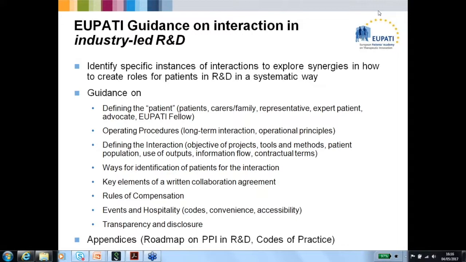Also within the guidance document, we've delivered a roadmap on patient and public involvement in R&D, and you'll see that when I present the guidance document. Plus we've got codes of conduct and codes of practice that we reviewed prior to and during the drafting of the guidance document.